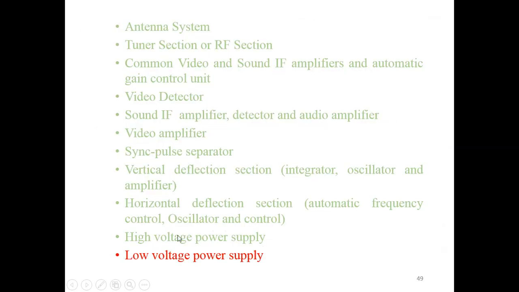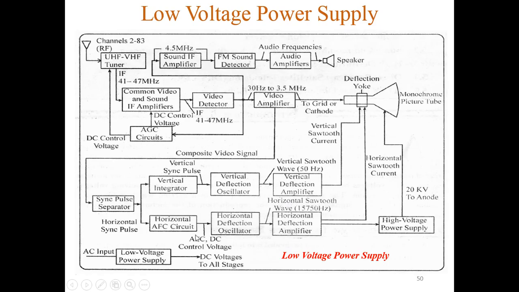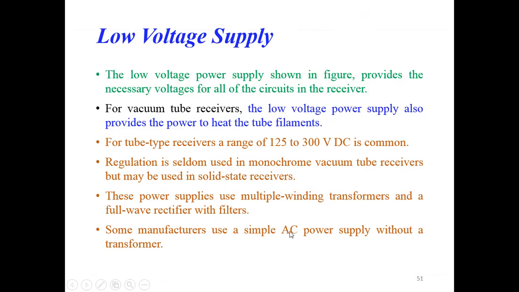Now the last part, that is the low voltage power supply. Again, this is the low voltage power supply part. Here the input is the AC input that is converted to the DC voltages for all of the stages which are being used in that block diagram. The low voltage power supply source in the figure provides the necessary voltage to all the circuits of the receiver. For vacuum tube receivers, the low voltage supply also provides the power to heat the tube filament.